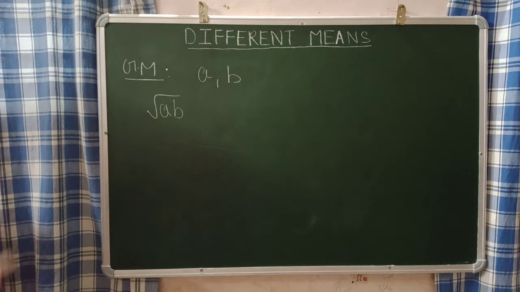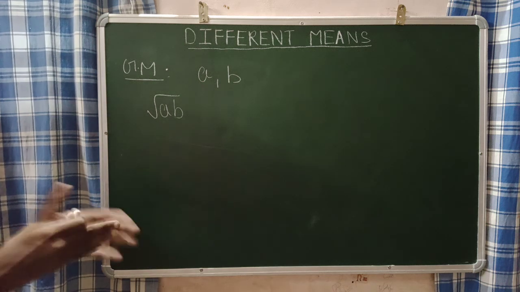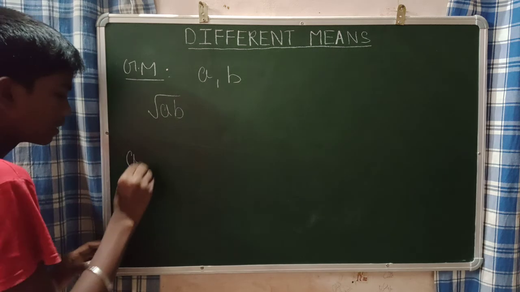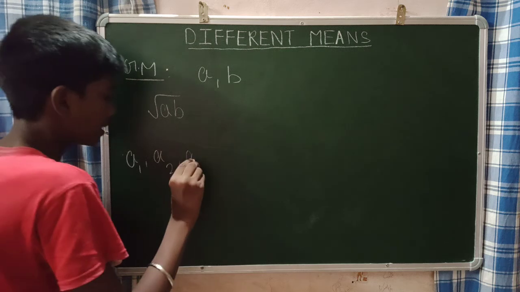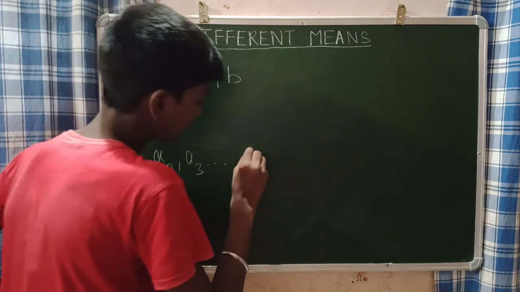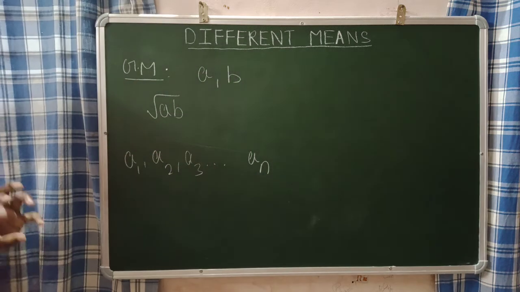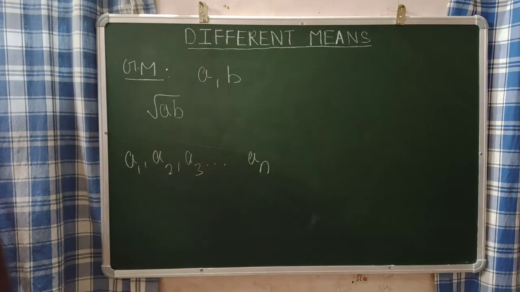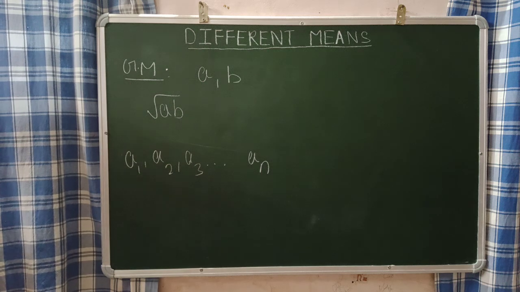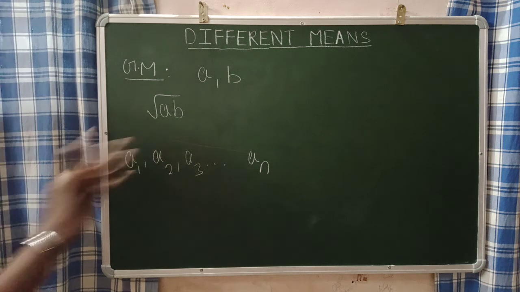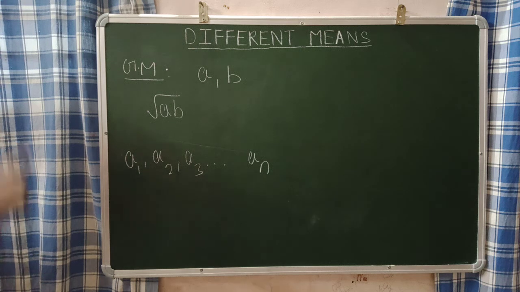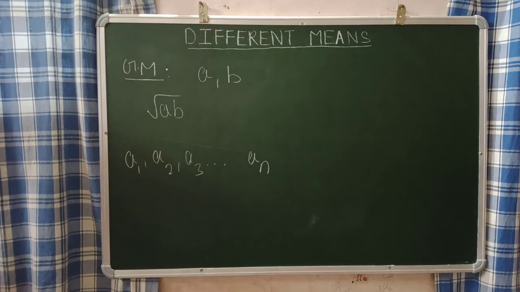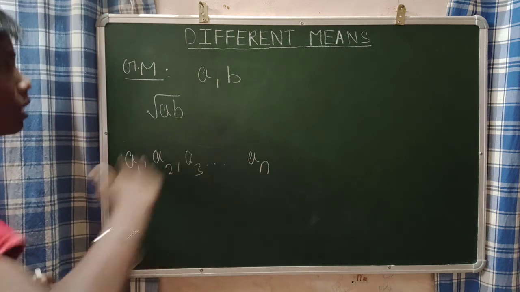N positive numbers means, as earlier I told for arithmetic mean, n numbers means how will you write? A1, A2, A3, all the way up to AN. This is what we mean by n positive numbers. These are all the positive elements. That is very important when you are considering geometric mean. So I am saying there are n positive numbers where the elements are A1, A2, A3 all the way up to AN. These are all the elements and all the elements are positive.